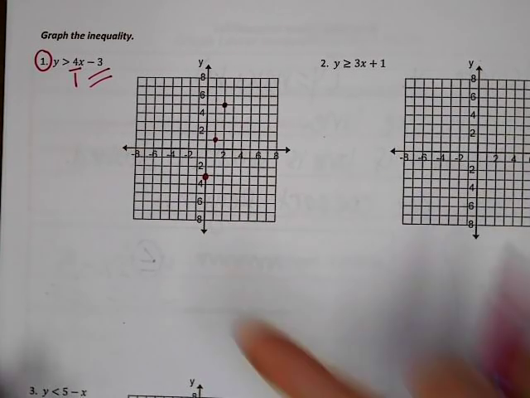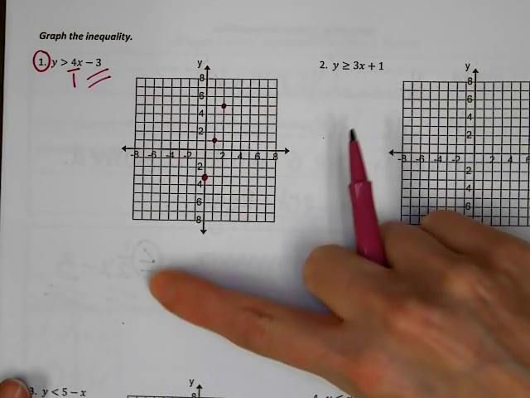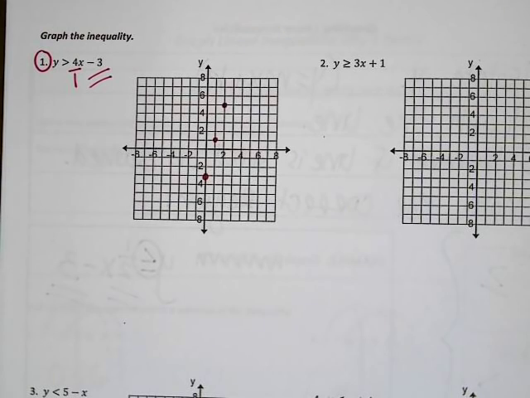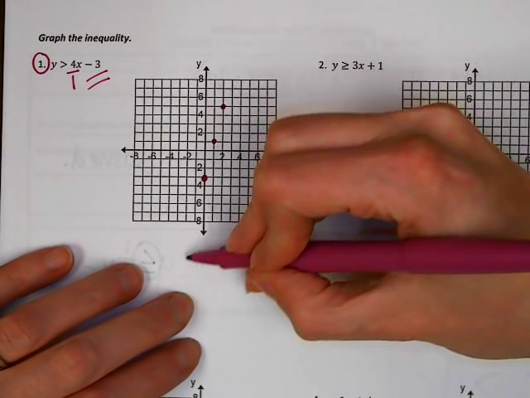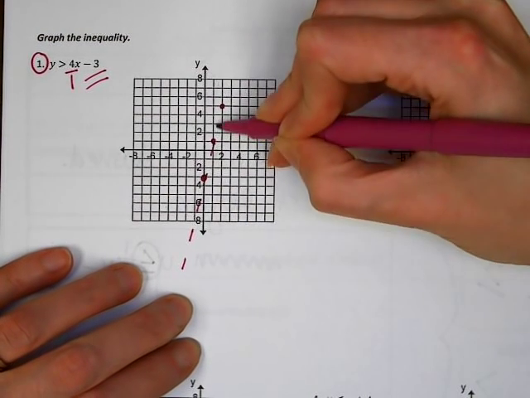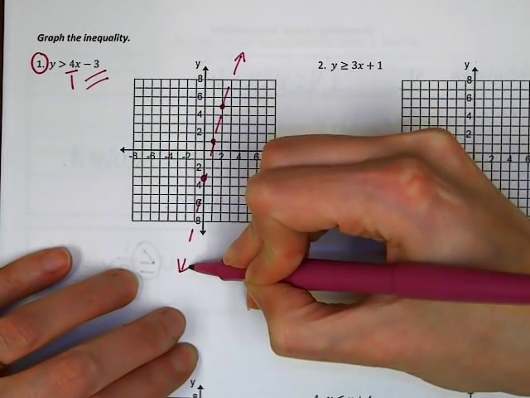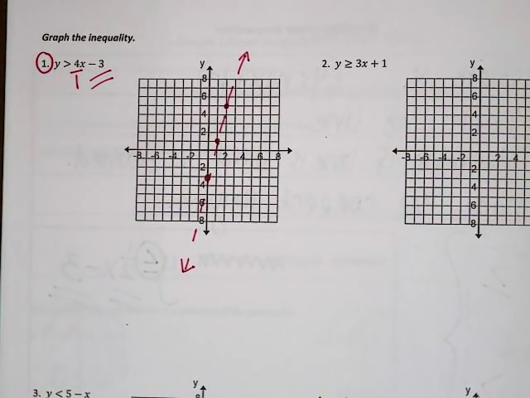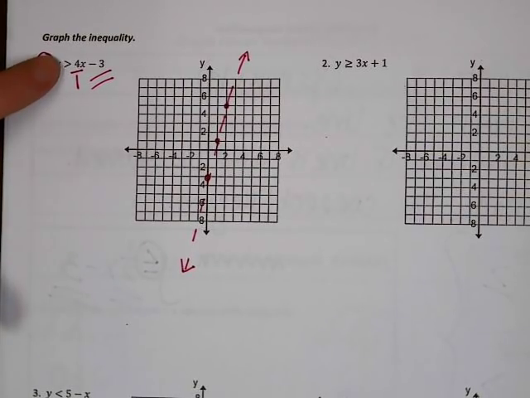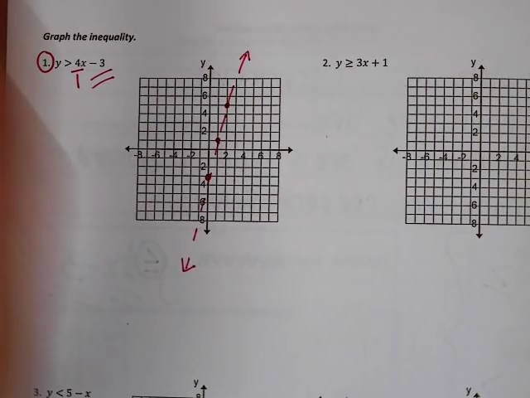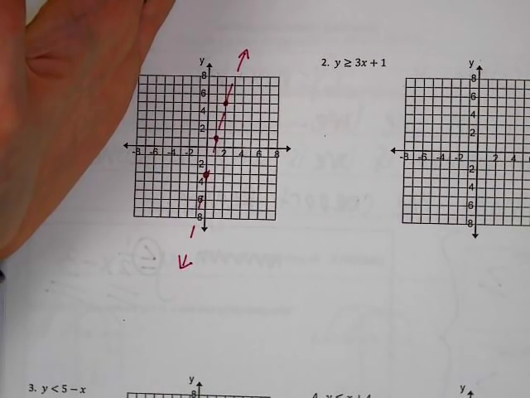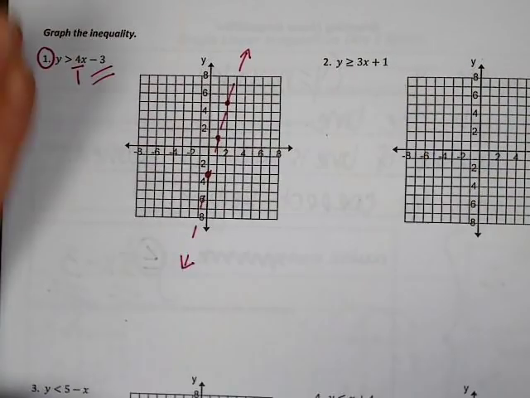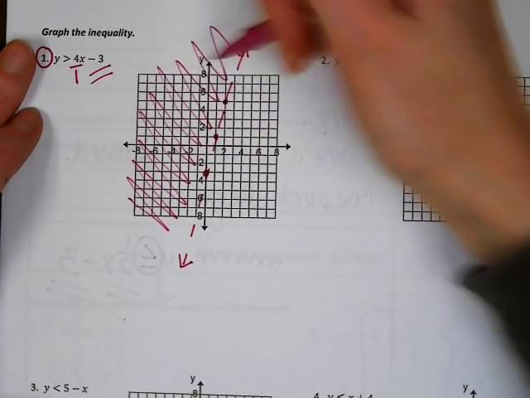Okay, next up, do we want a solid line to include it, or do we want a dashed line to not include it? And because it's greater than, not or equal to, we actually are going to make a dashed line. Okay, that means you don't want to include the line as your solution. And now we shade. If it says greater than, that means above. So it's a little hard to see, but this line is separated by above the line and below the line. So we want to shade the section that's above because it says greater than.